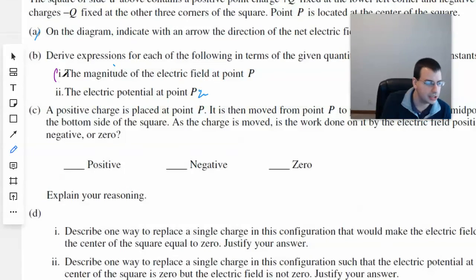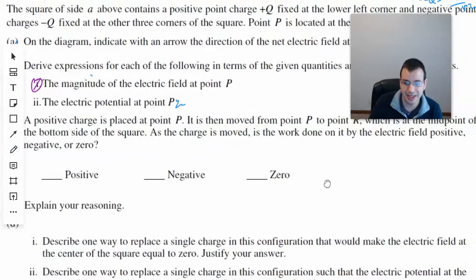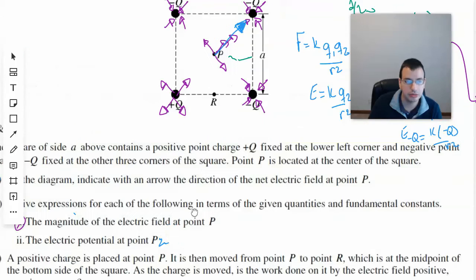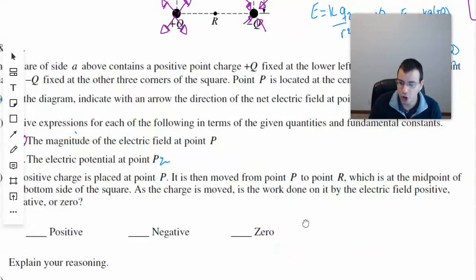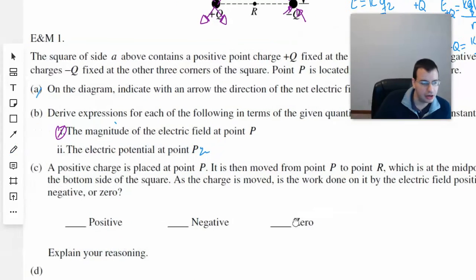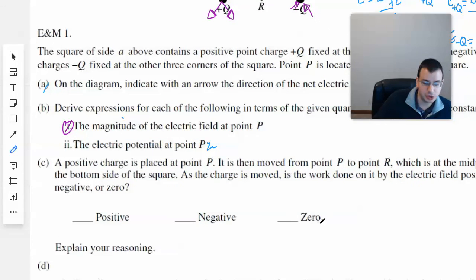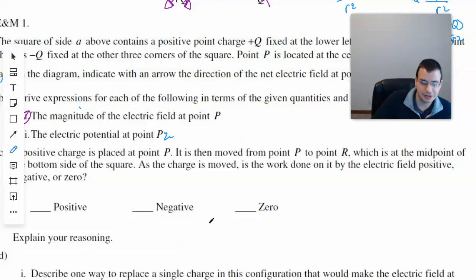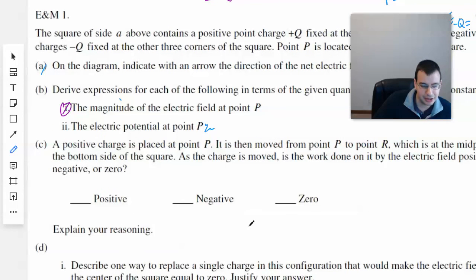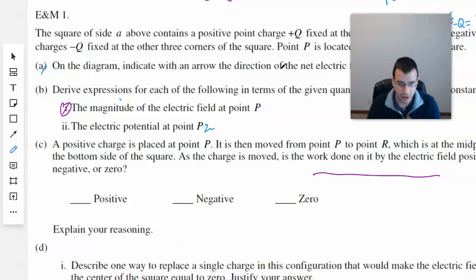For part b-i: a positive charge is placed at point P. It is then moved from point P to point R, directly down, which is the midpoint of the bottom side of the square. As the charge is moved, is the work done on it by the electric field positive, negative, or 0? Okay, so work done by the electric field.